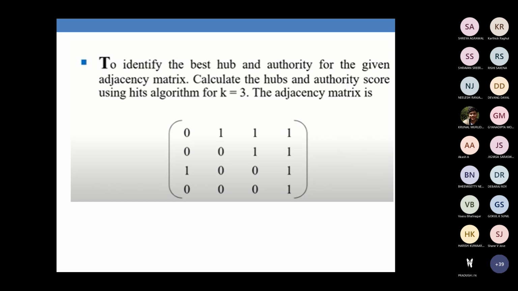This is going to be an adjacency matrix. An adjacency matrix will be given to you. I'll go straight into solving this problem so that you can understand. Very simple. You have to identify the best hub and best authority for the given adjacency matrix. You have to calculate the hub score and authority score for k equal to 3, for 3 iterations. So this is the adjacency matrix.